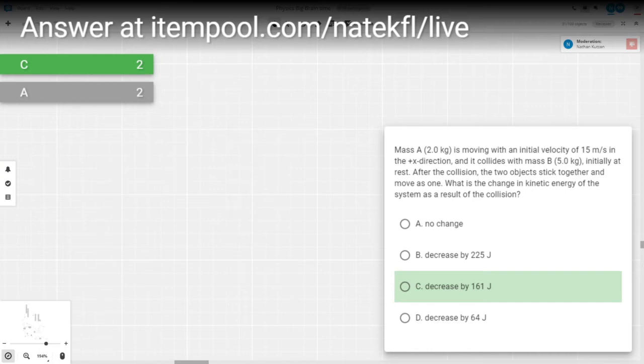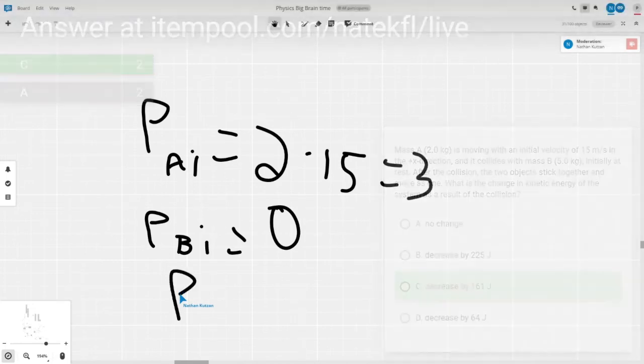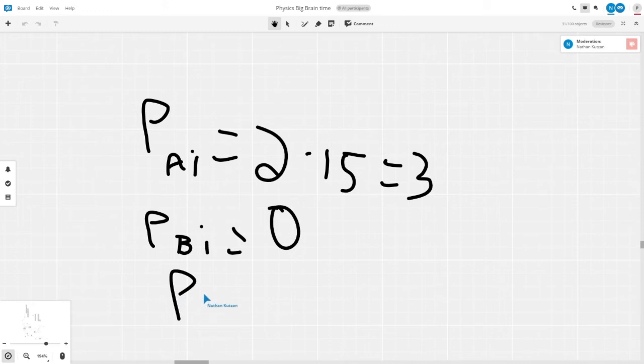Okay. So mass A of 2 kilograms moving at a velocity of 15 meters per second. So the initial momentum of object A is 2 times 15, and that's 30. And then the initial momentum of object B is equal to 0 because it's initially at rest. So the momentum of the system initially is equal to 30.